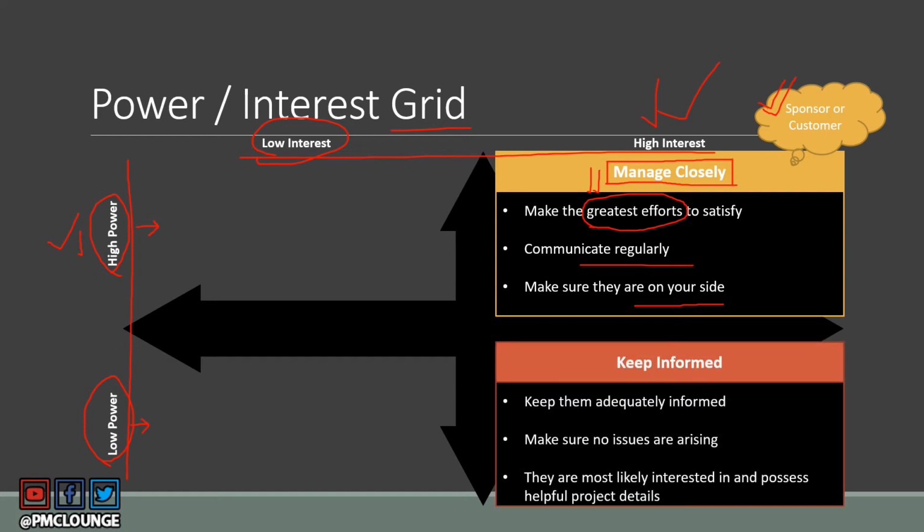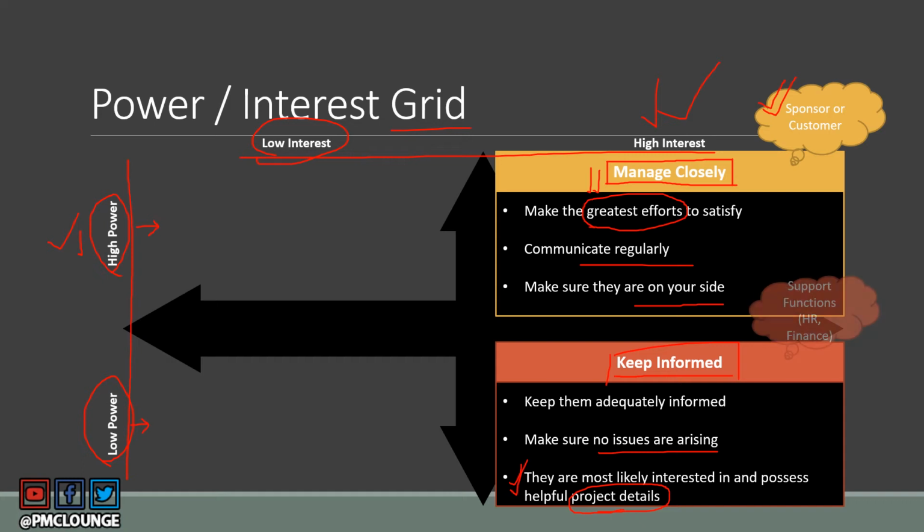Let's talk about stakeholders that have high interest but low power. So you need to keep them informed, right? You need to make sure that no issues are arising. They are most likely interested in as well as possess helpful project details. So they are the ones that have the details. They may not have power because they possess low power, but they have high interest in your project.